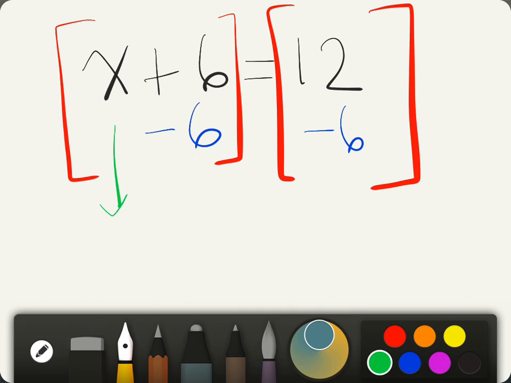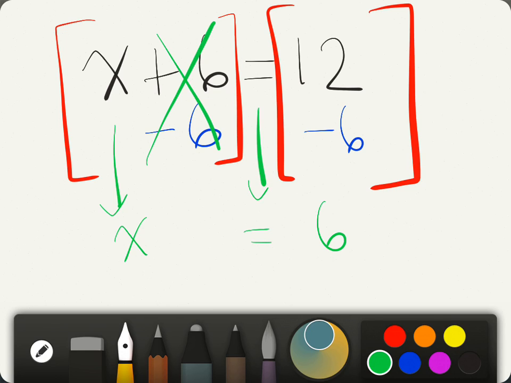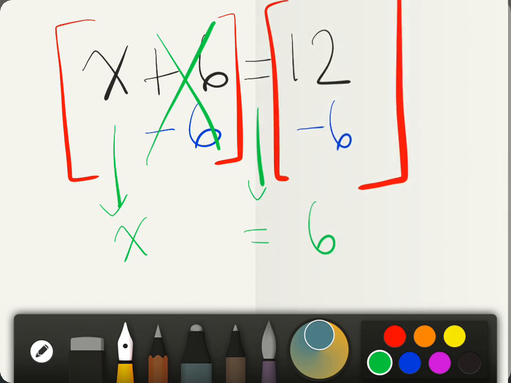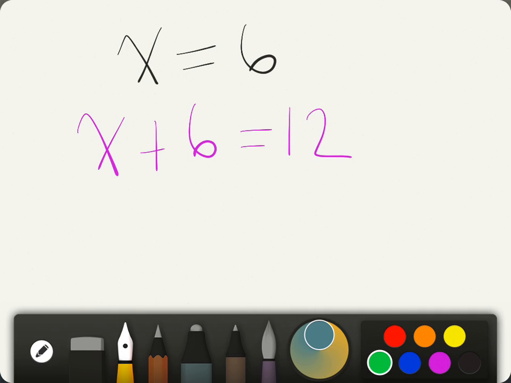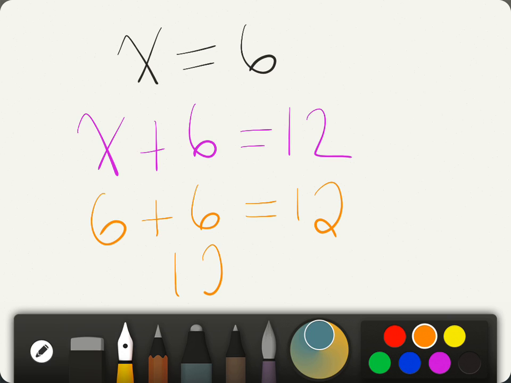I bring down my value of x. The positive 6 and the negative 6 cancel each other out. I bring down my equal sign, and 12 minus 6 is 6. So therefore x equals 6. Now, in order to see if we have the right answer, we can check our equation. So x equals 6. If we sub in 6 for x in the original equation, x plus 6 equals 12, we can see that 12 equals 12. That means that our answer is right.